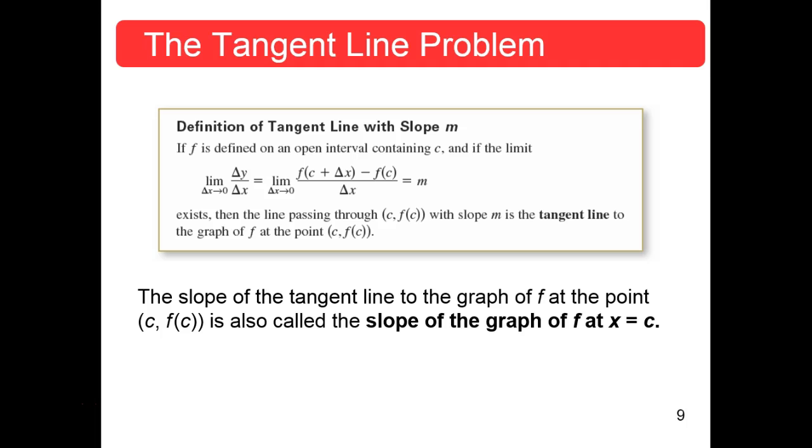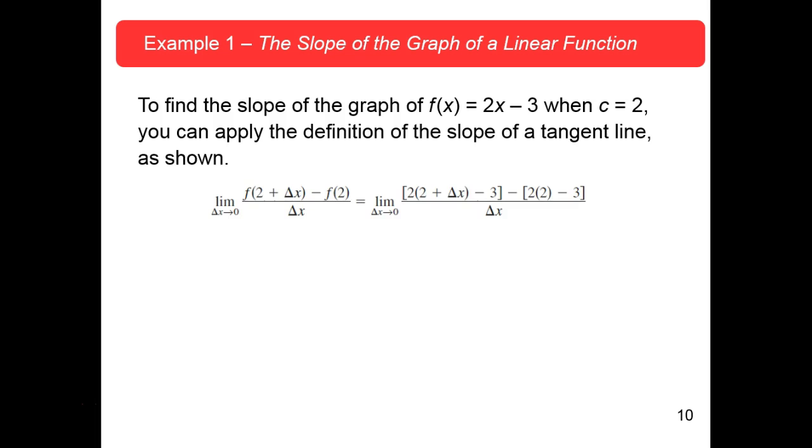So we don't just always say tangent line, though that's what we're talking about. We say that's the slope of the graph. That's how the graph is changing, the instantaneous change at that point. Slope of the graph. All right, here's example 1.